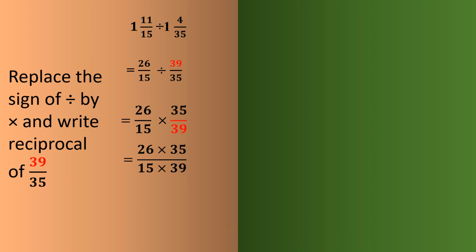How? 15 and 35 both have a common factor, which is 5. So 5 3s are 15, 5 7s are 35, and here 13 2s are 26 and 13 3s are 39. So 2 7s are 14 and 3 3s are 9. 14 by 9, which is an improper fraction, so we will convert it into a mixed number. 1 and 5 by 9 is our final answer.